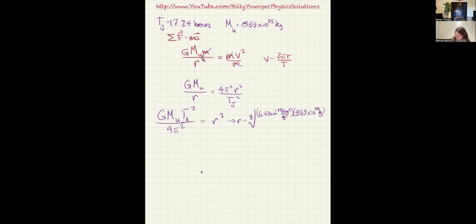And then all of that has to be multiplied by, now here we're going to take 17.24 hours and multiply it by 1 hour is equal to 3,600 seconds. And then of course it's squared. So I've got to put all that squared and then take the cube root of it. And then of course I have to divide by 4 pi squared.